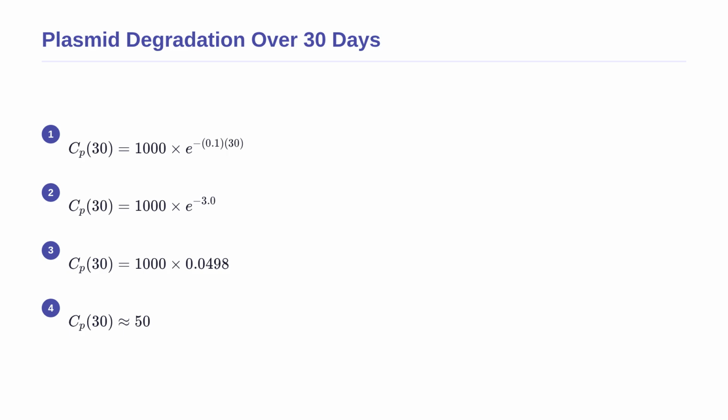We begin by setting up the equation for the standard plasmid. We plug in our initial concentration of 1,000 units, our decay constant of 0.1, and our time of 30 days. Multiplying the decay constant by 30 gives an exponent of -3. Evaluating the exponential term, we find that only about 5% of the original plasmid remains. Multiplying this by the initial 1,000 units leaves us with approximately 50 units of therapeutic DNA. This means the gene therapy has essentially failed after just 1 month due to biological degradation.